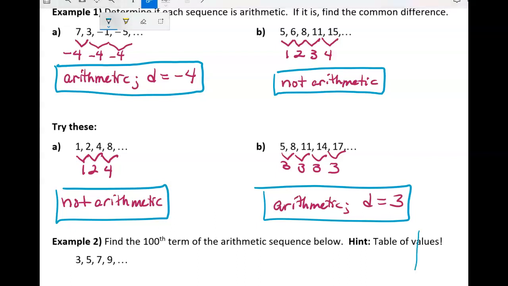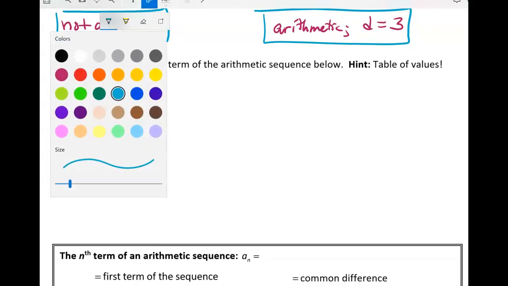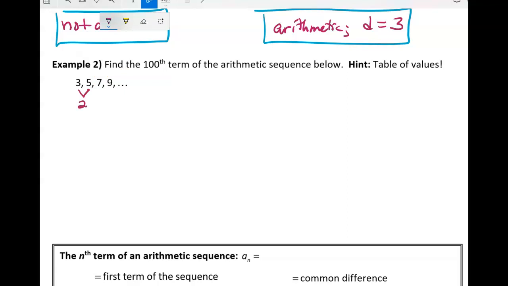Now we're going to see if we can put this pattern into a formula. So in example 2, we're finding the 100th term of this sequence. Now, what I don't want to do is say, oh gosh, I'm adding 2, and then I'm adding 2, and then I'm adding 2, and list 100 terms. But let's see what we can do to establish a pattern. Now we're going to use a table of values very similar to what we did when we were working with exponential functions. Our table headers here are going to be n and a sub n.